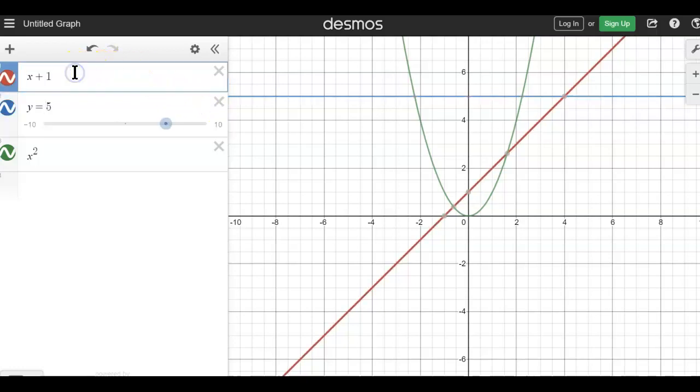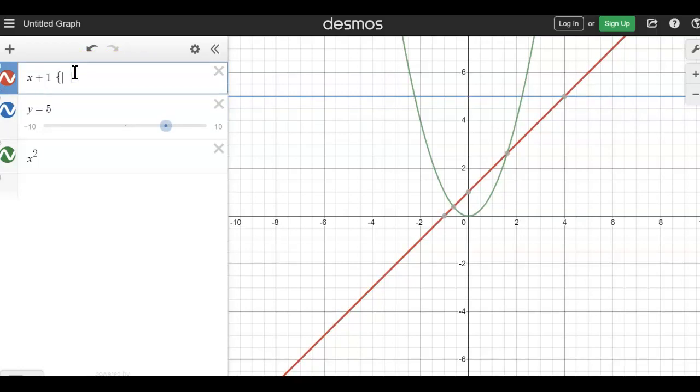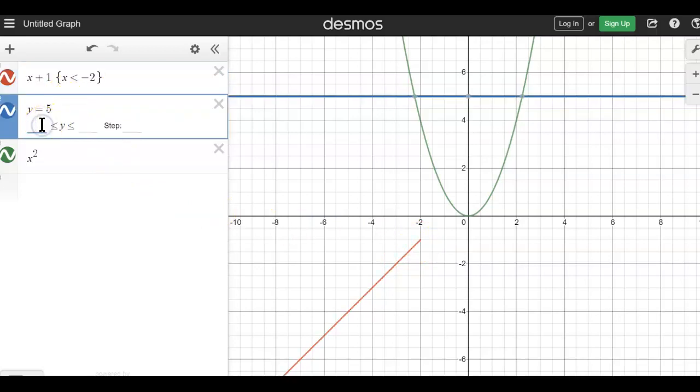In Desmos, you can specify the domain the way it was in the original by using curly brackets. So for the first portion, we wanted x values that were less than negative 2. So I'll type that in there, and so you see that it restricts that line. It only has that line end at negative 2. For the second graph, we're going to have y go between negative 2 and 3.